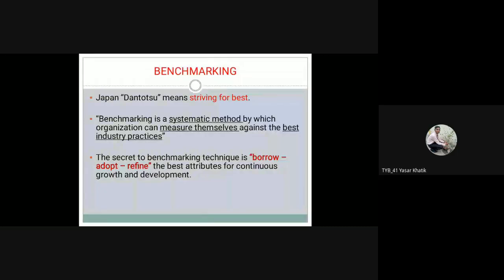Okay. So this is about some definitions and some different techniques we are using during benchmarking. So one of the second things, that is benchmarking. There are actually two types of benchmarking. One is internal, second is external.